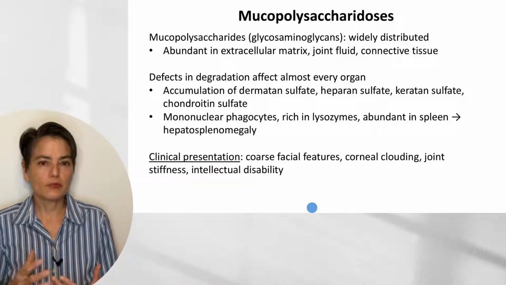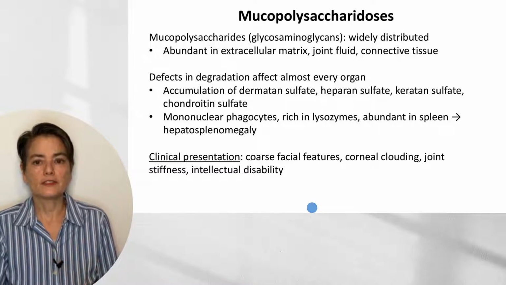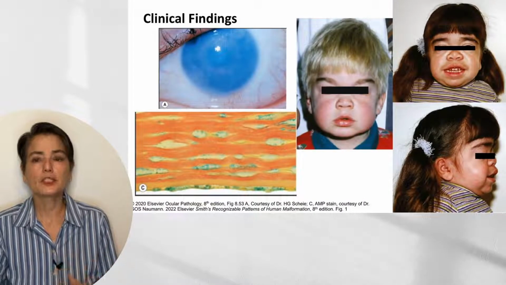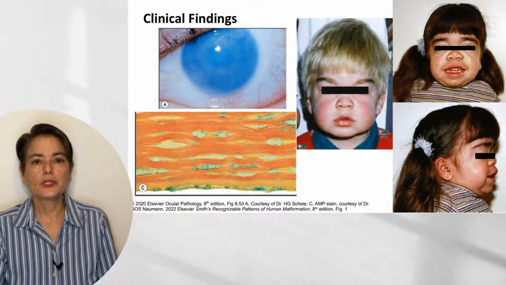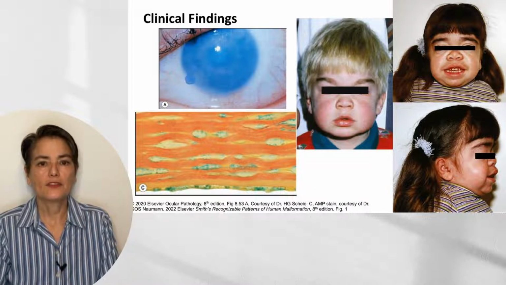And again, the goal of this video is not to go through each of the different diseases and how they differ, but just to give you an overview of how these diseases present. So here you can see corneal clouding. This is an individual with Hurler syndrome.